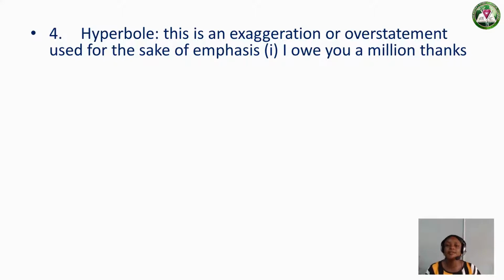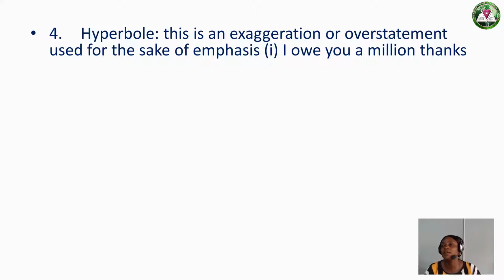So we have, I owe you a million thanks. You can imagine a situation where you begin to thank somebody once, twice, thrice, until it gets to a million times. Is it possible? It's not possible. So that's why we call it exaggeration or overstatement for emphasis. But you're just using it to express the level of appreciation for what someone did for you. I owe you a million thanks.